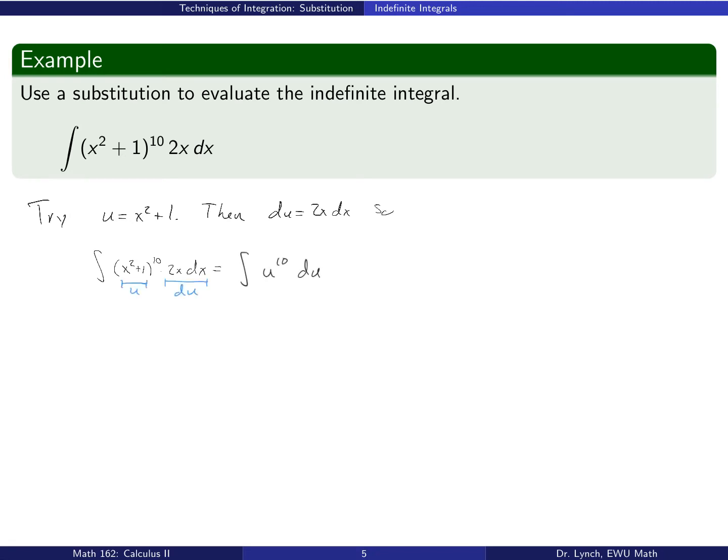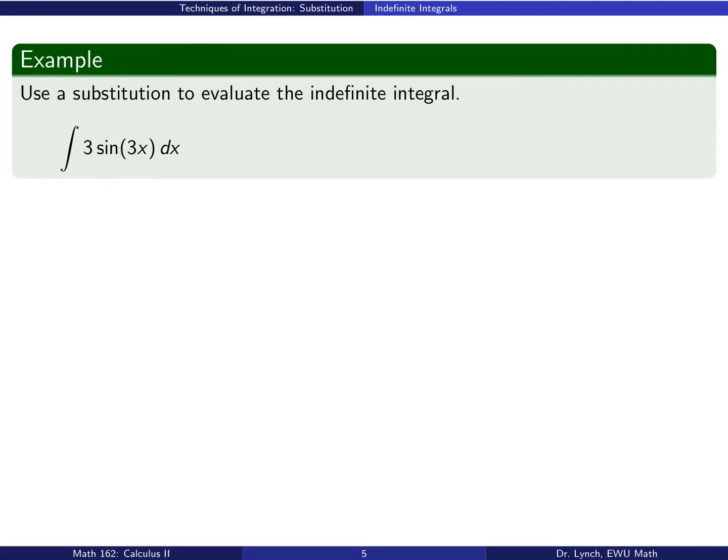So substituting into u world, we can see that we're left with the integral of u to the 10th du. Of course, we can just use the power rule for integration to rewrite this as u to the 11th over 11. Of course, what we're really interested in here is an indefinite integral in terms of x. So substituting back what u was in terms of x, we see that the indefinite integral is 1/11 times the quantity x squared plus 1 to the 11th plus a constant.